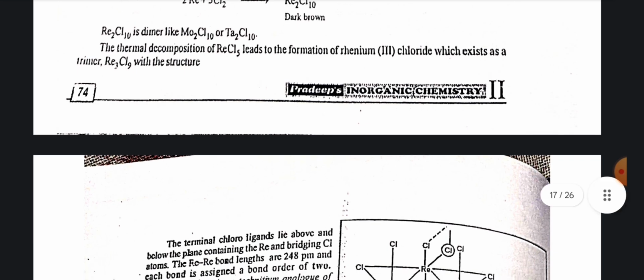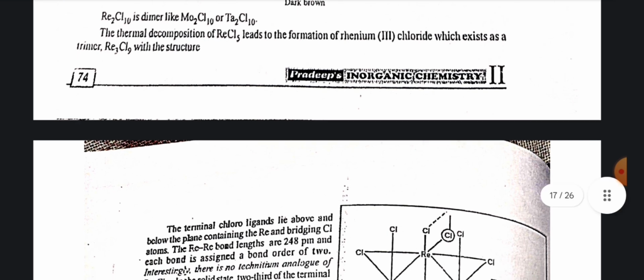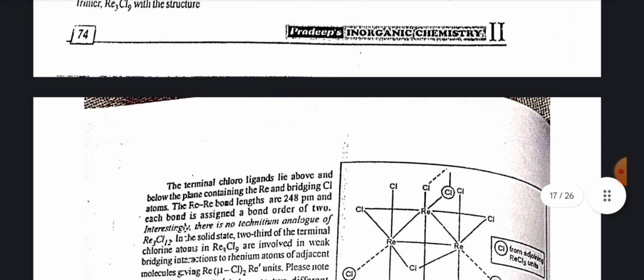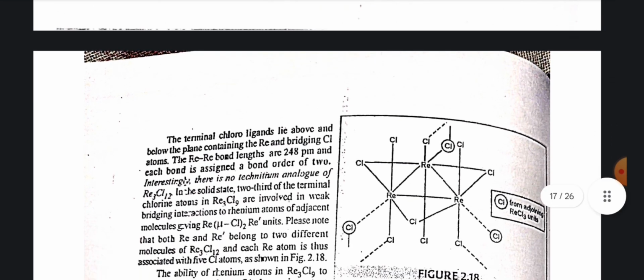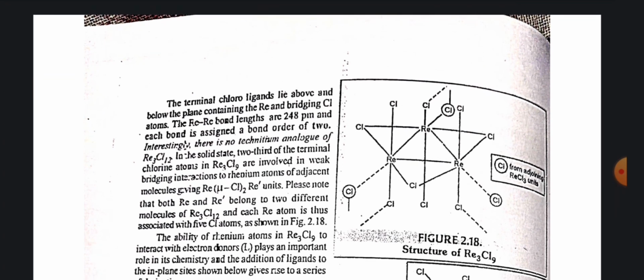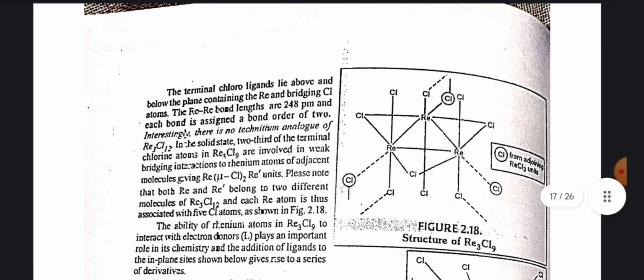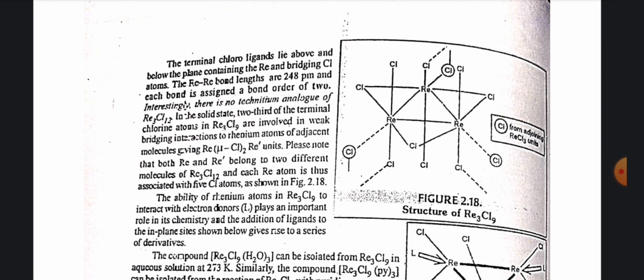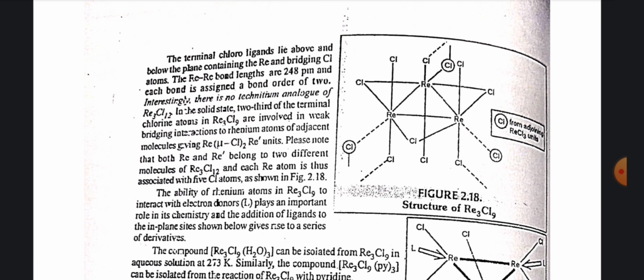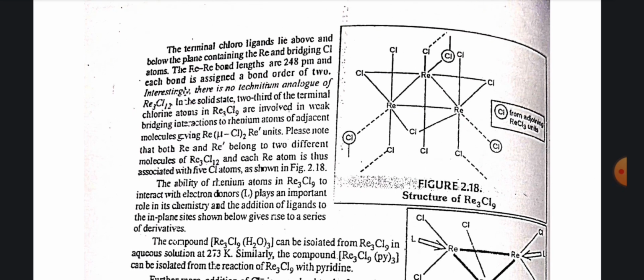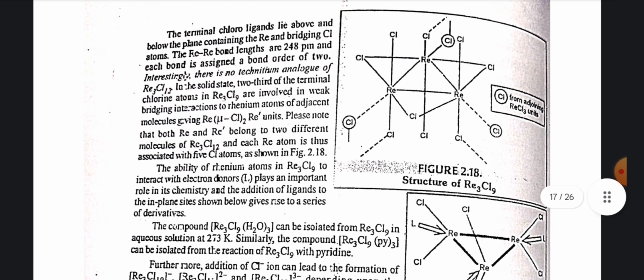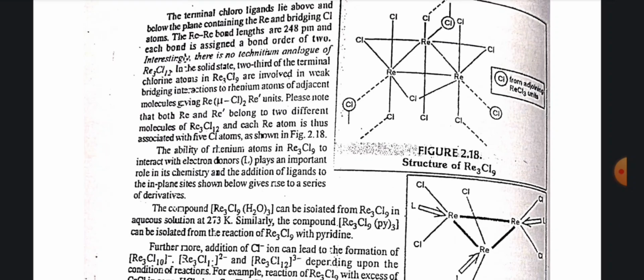The thermal decomposition of ReCl5 leads to the formation of rhenium chloride, which exists as a trimer, Re3Cl9, with the structure shown. The terminal chloro ligands lie above and below the plane containing the Re and bridging Cl atoms. The Re-Re bond lengths are 248 picometers, and each bond hence has a bond order of 2. Interestingly, there is no technetium analog of Re3Cl12 in the solid state.